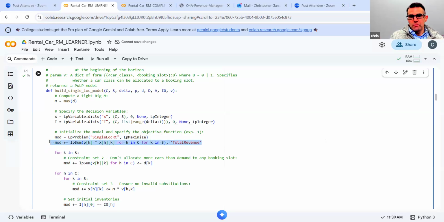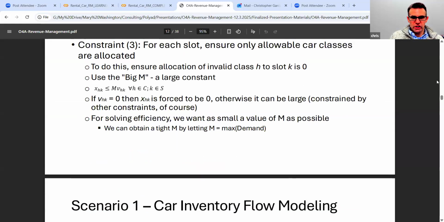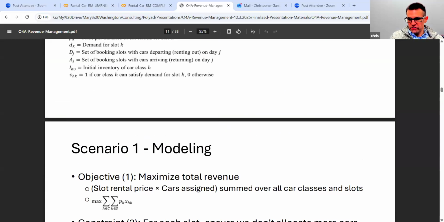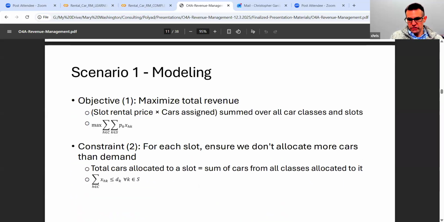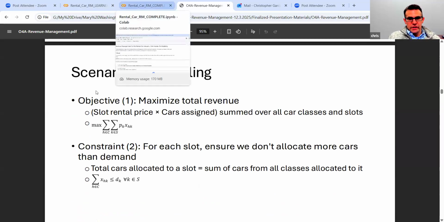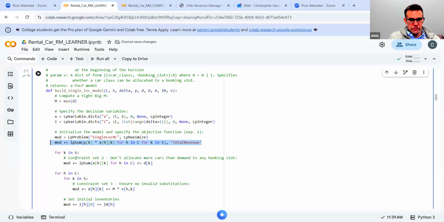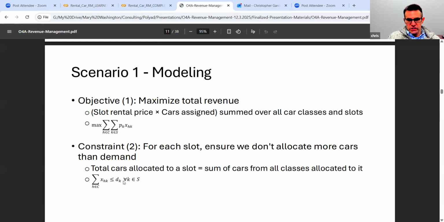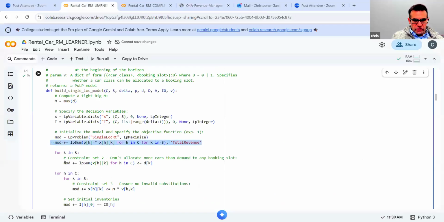Now we can proceed through our constraints, just like we saw before. We're going to add constraint 2. The first one here is to ensure that we don't allocate more cars to a slot than there is demand. So we come back to this. We have to repeat this constraint for each slot K in S. We're going to say mod plus equals sum for each H in C, XHK has to be less than or equal to DK here.